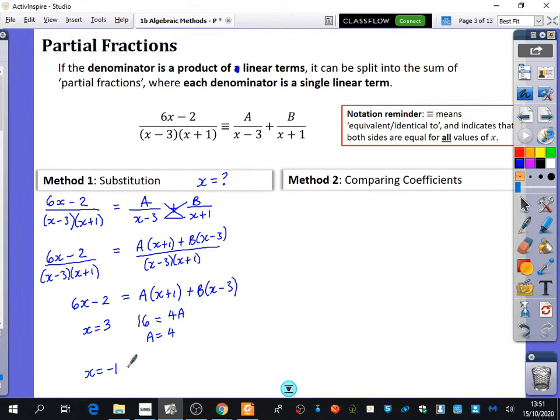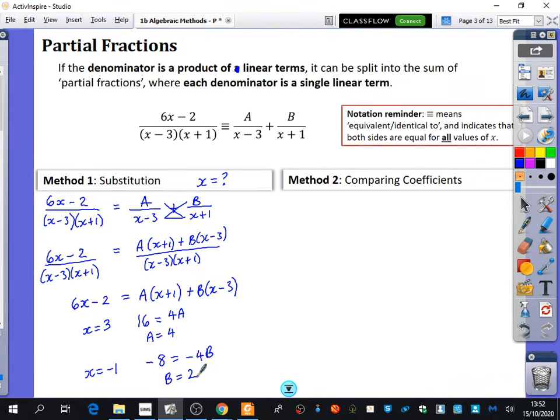So if I substitute in minus 1, I would have minus 8 on the left-hand side because 6 times minus 1 is minus 6. Take away 2 is minus 8. This bit is going to be 0, and so I've now got minus 1 minus 3. That's minus 4b, which means that b is equal to 2.